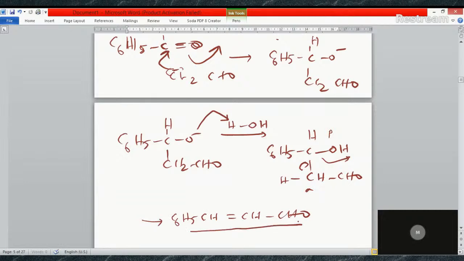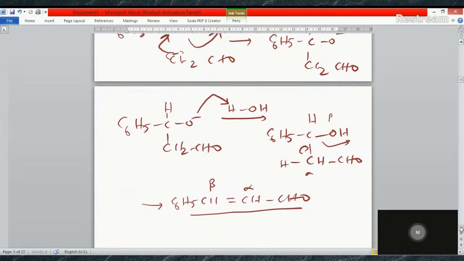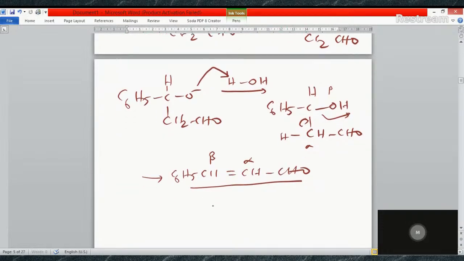In aldol, there was crotonaldehyde, an alpha beta unsaturated aliphatic aldehyde. Here an alpha beta unsaturated aromatic aldehyde called cinnamaldehyde is formed. And this pattern of reaction is called Perkin reaction, also known as Claisen-Schmidt reaction. Very, very simple and very important reaction to be followed.